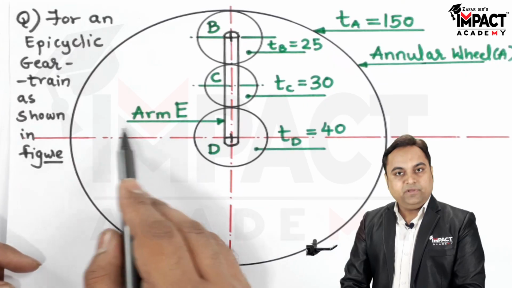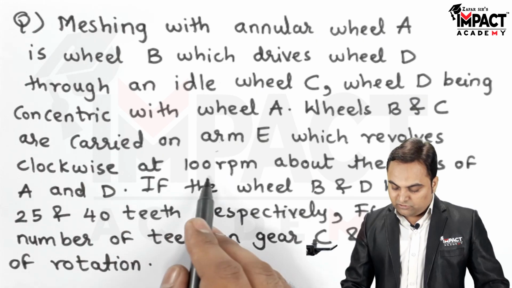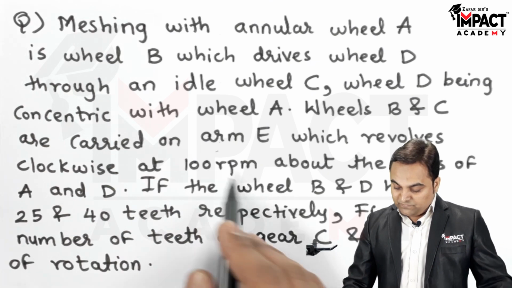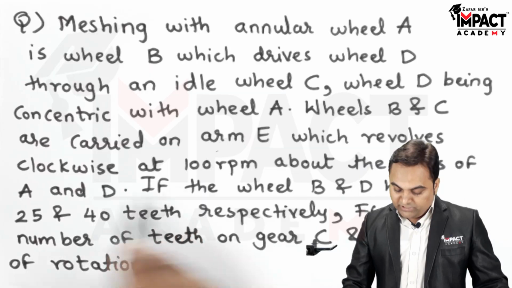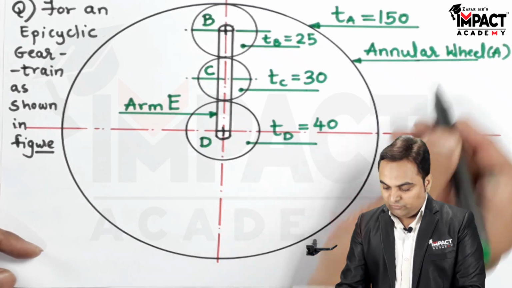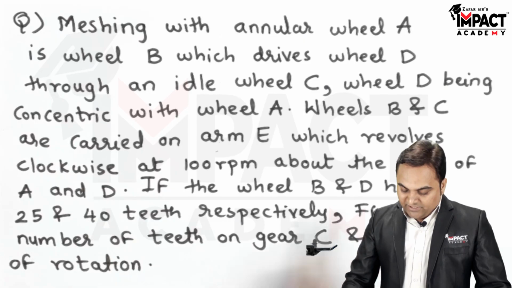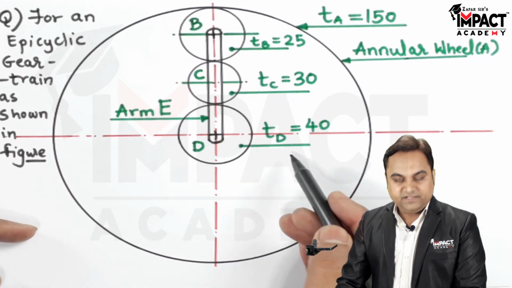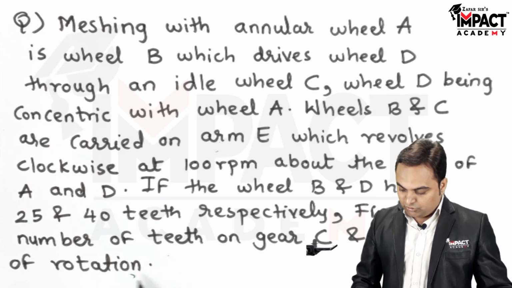So here we have an arm E which is connecting B and D, which revolves clockwise at 100 rpm. So the speed of arm E is given, that it is revolving in a clockwise sense about the axis of A and D. So moving about this axis, which is the axis of annular wheel A and gear D. If the wheels B and D have 25 and 40 teeth respectively, the number of teeth for B and D are given. Find the number of teeth on gear C and its sense of rotation.